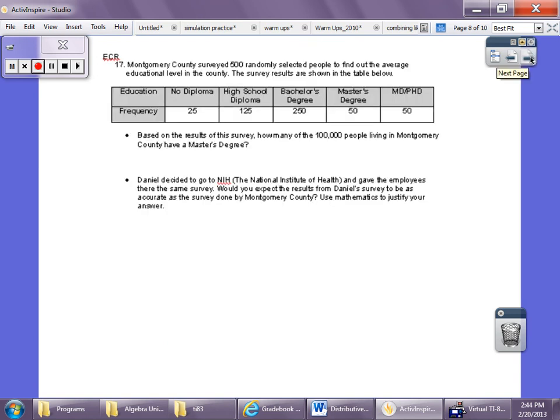And then the last one, Montgomery County surveyed 500 randomly selected people, find the average education, and the surveys are shown. Based on this, about how many of the 100,000 people have a master's degree? So when we look at a master's, it's 50. So we have 50, and our sample had 500. So it's 50 out of 500 is equal to X out of 100,000. So to solve this, we cross multiply.